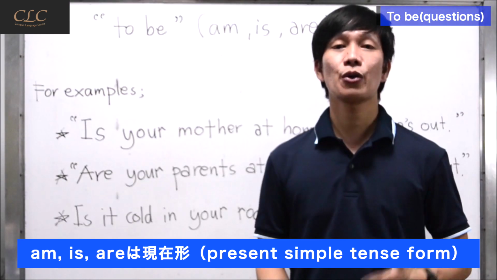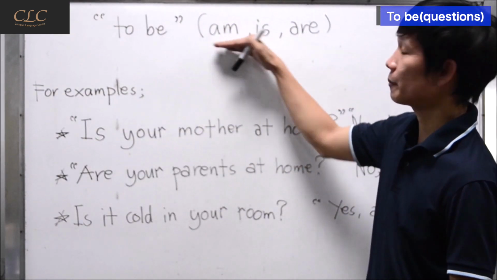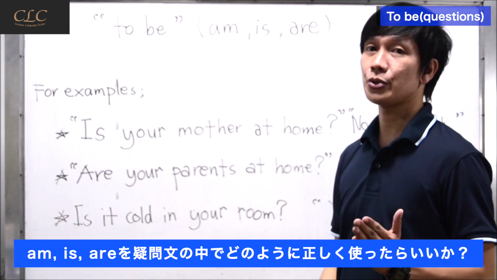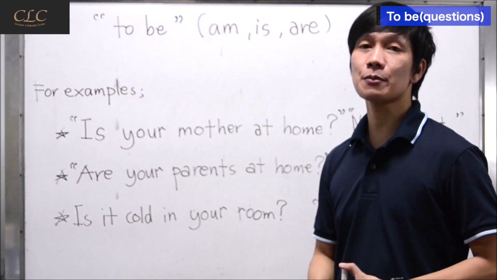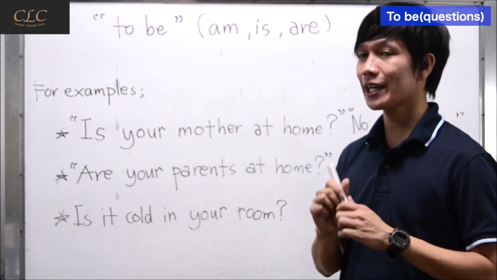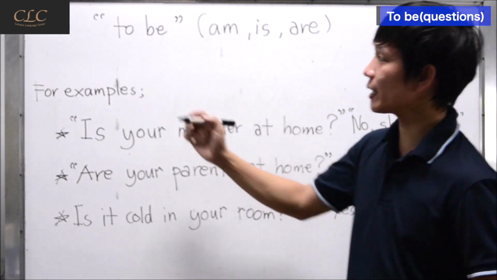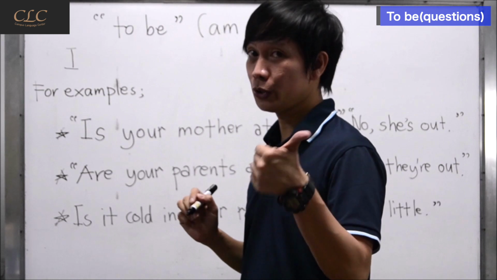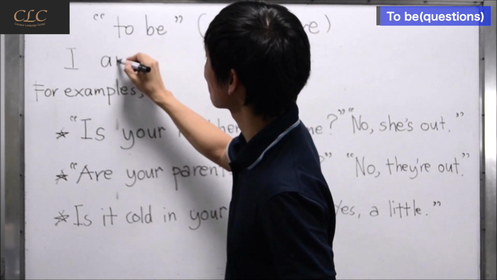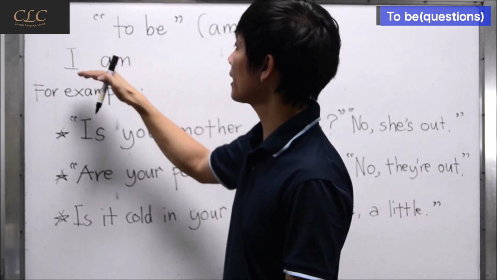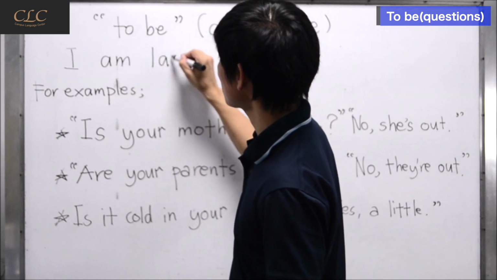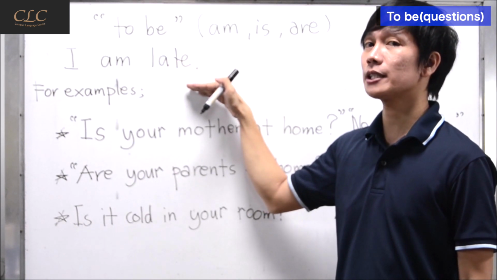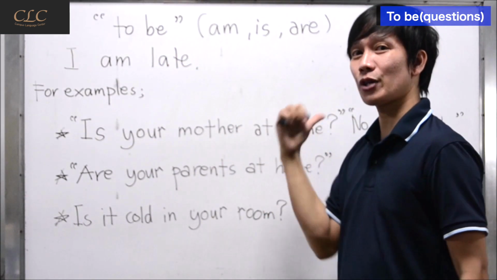So how do we use is, are in questions correctly? Which one you use depends mainly on the subject of the sentence. For example, if the subject is I, then your verb should be am. Let's say, I am late. This is a positive statement. Now, let's change this one into a question.